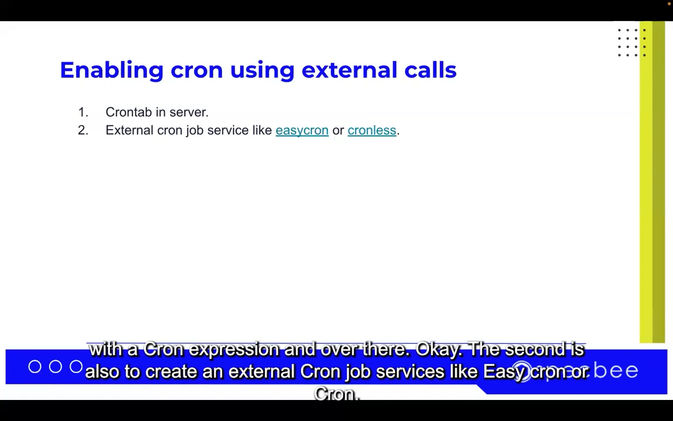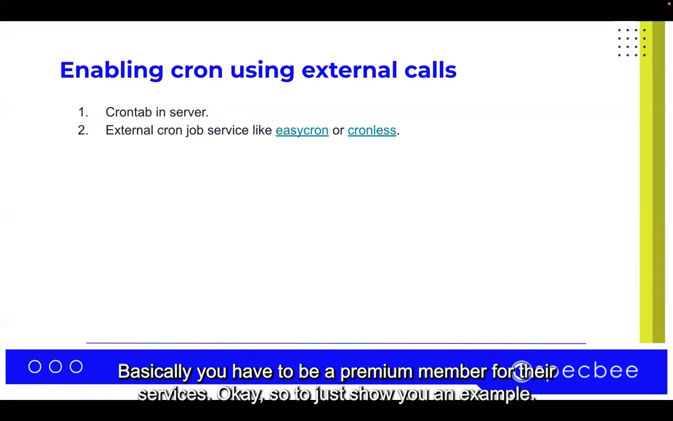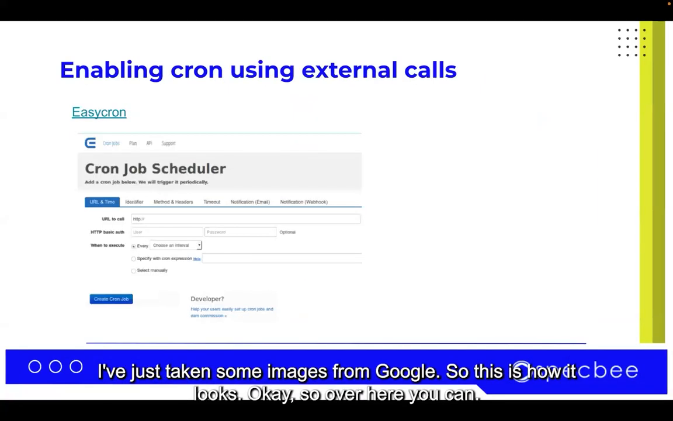The second is to use external cron job services like EasyCron or Cronlix. Both of these are paid plans, so in order to use these services, you have to pay some amount. Basically, you have to be a premium member for their services. Just to show you an example, I've taken some images from Google. So this is how it looks.